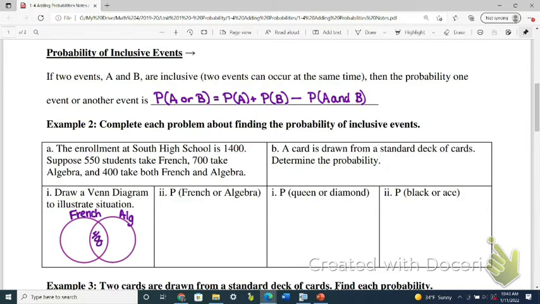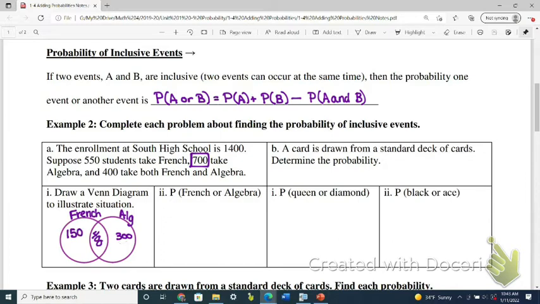700 take algebra. That means there's 300 left that take algebra but not French. So we had to do 700 minus the 400 to get the 300, because these two need to add up to the total number of students taking algebra. We're going to do the same thing with the French. So 550 minus the 400 that we already have in there is 150. So we're going to use this information.